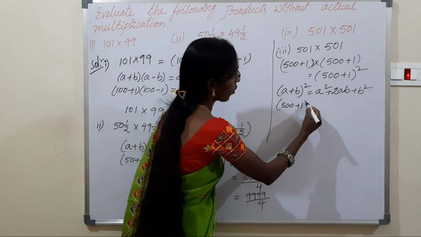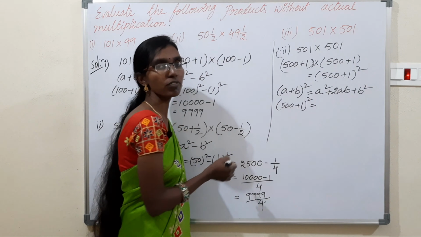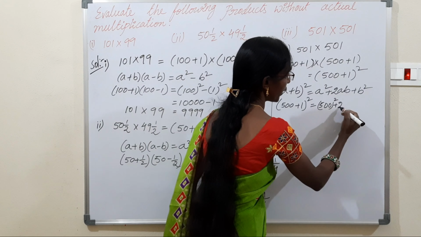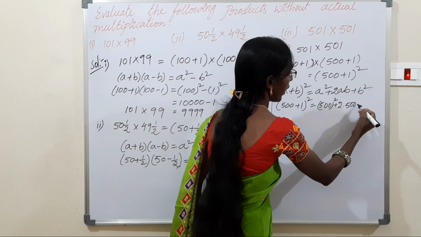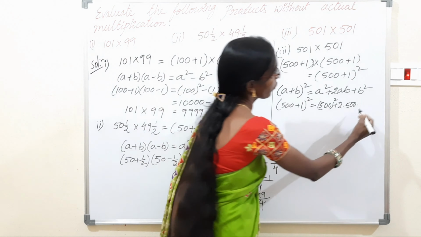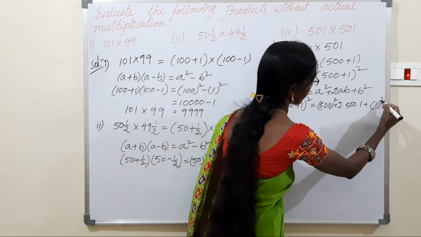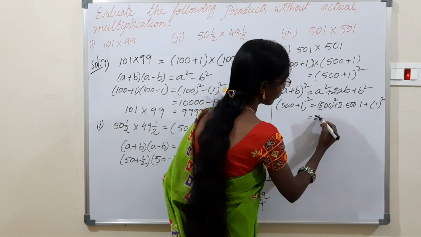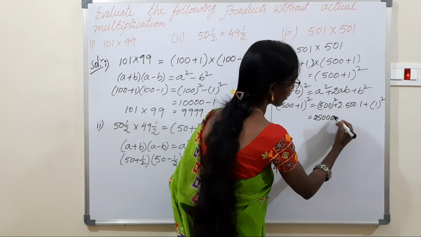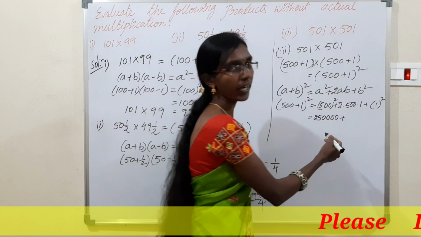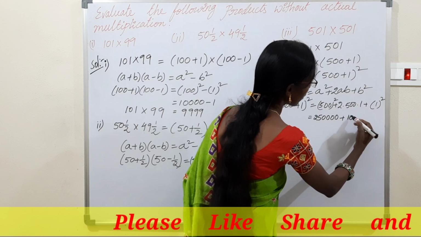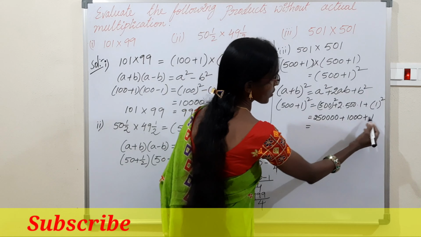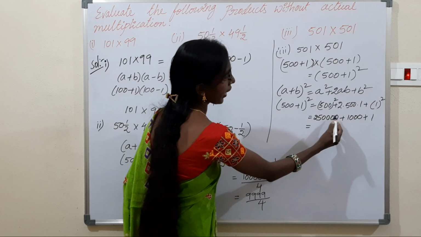500 plus 1 whole square is equal to, in the place of A we have 500. Write 500 whole square plus 2 into A, which is 500, and B value is 1, plus 1 square. 500 whole square is equal to 5 square, which means 25. 2 zeros are there, so we have to write 4 zeros. Plus 2 into 500, which is nothing but 1000. Plus 1 square is 1. Now we need to add all these: 1001 and here we have 2,50,000.